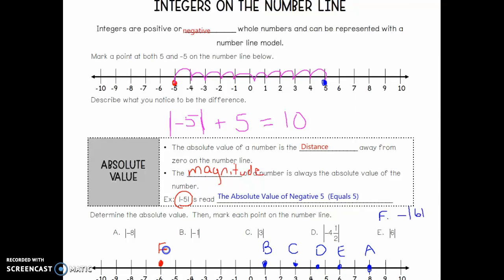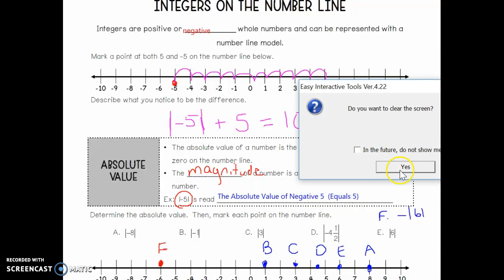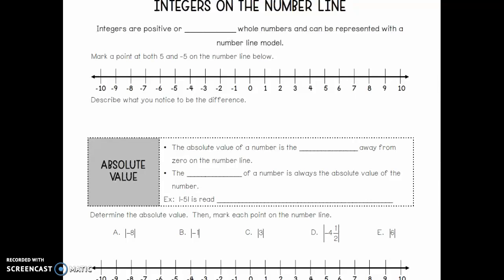If you don't have all of this written down, please make sure you do. Pause the video because I'm going to move down. That means I have to erase the page. Okay.